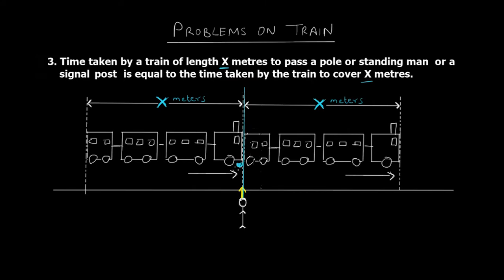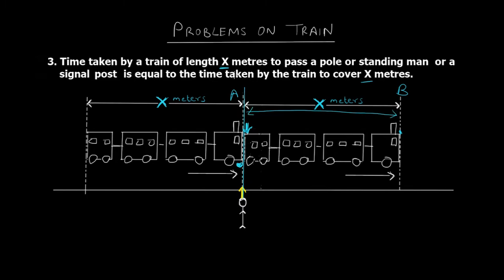Now what this point is stating is, starting from this point over here, the time taken by the train to completely pass this line is equal to the time taken by the train to cover x meters. Because the length of the train is x meters, when the train is at point A, it is starting over here, and when it reaches over here, you can see at this point, it is completely past the person, which means that it has covered x meters.